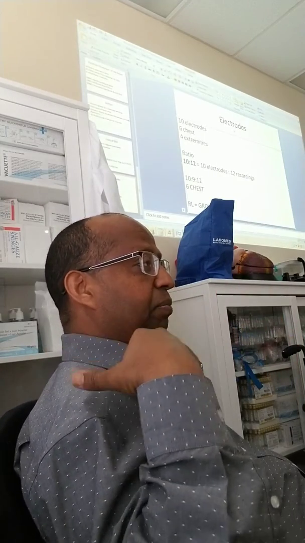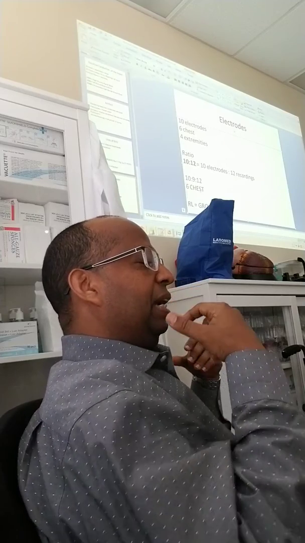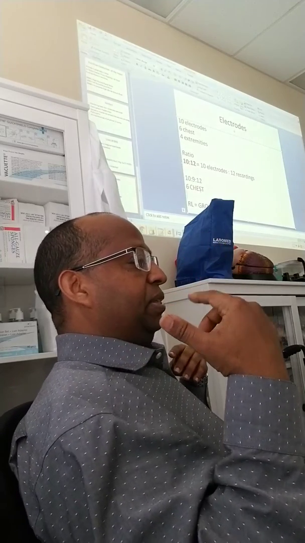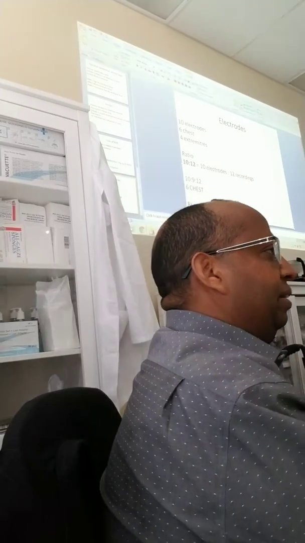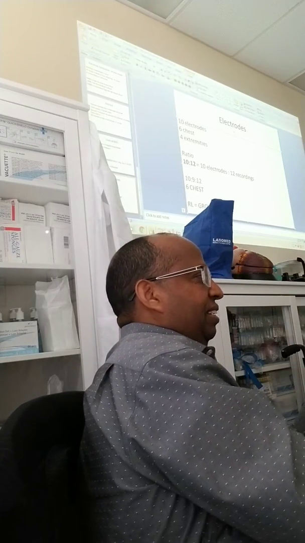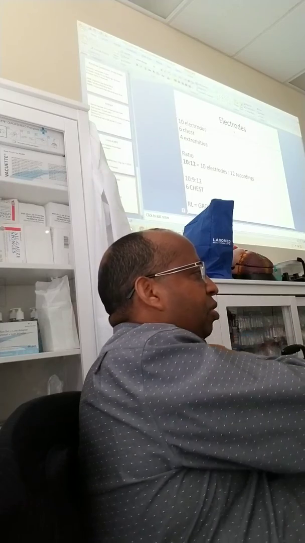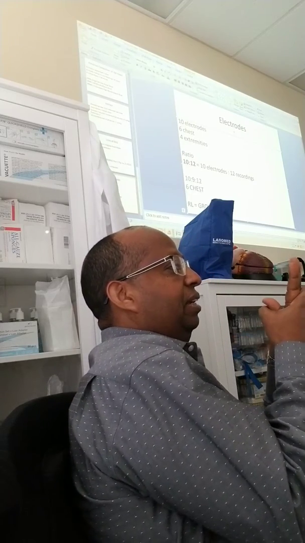Now, this is what happens. Because electrical impulse moves from negative to positive, one of them goes from right arm to left arm, and that will be the first lead. Another goes from right arm to left leg, that will be the second lead. The third goes from left arm to left leg. So how many do I get? 3.